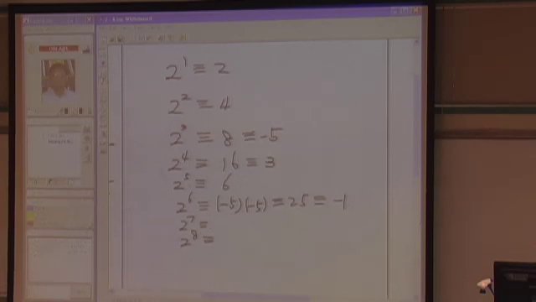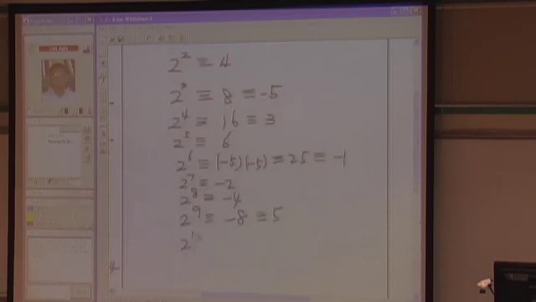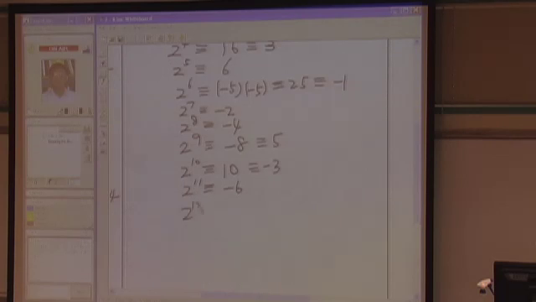7 is equal to negative 2. And then negative 2 multiplied by 2 is negative 4. Negative 4 multiplied by 2 is negative 8. Negative 8 is congruent to 5, right? 2 to the power of 10, multiplying this by 2, is congruent to negative 3. 2 to the power of 11, multiplying this by 2, gives negative 6. And then 2 to the power of 12 is negative 6 multiplied by negative 6, negative 12, right? And then negative 12 is congruent to 1.